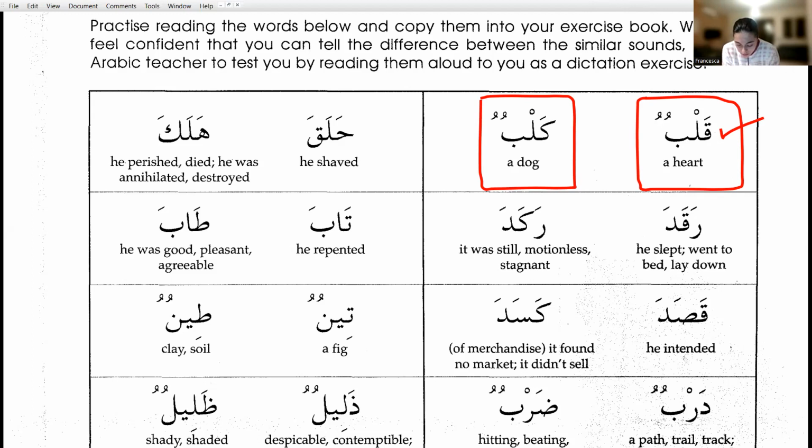Kalbun. Yes, ka sound, sukun. And the other one is Kelbun. Yeah, it's very good pronunciation. Kelbun, ke, as in camel. So, ka, kalbun, and ke, kelbun. Yes, very good, Francesca.